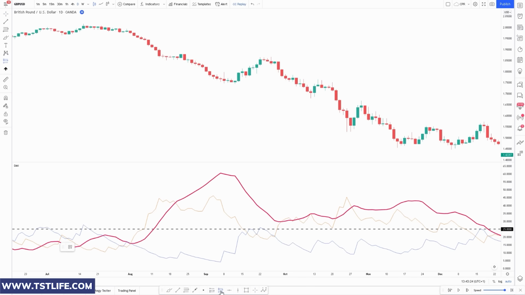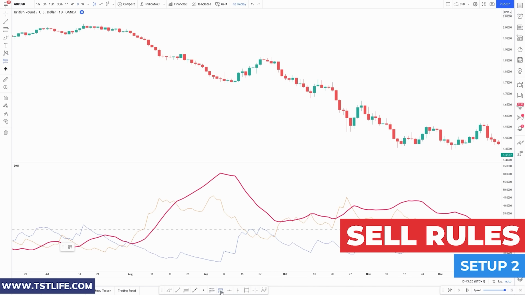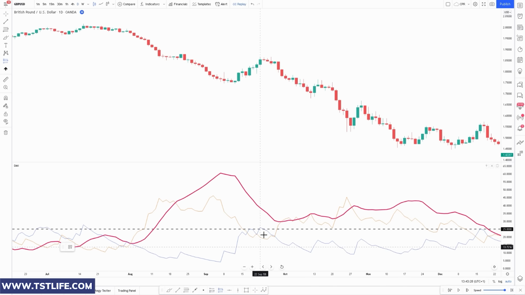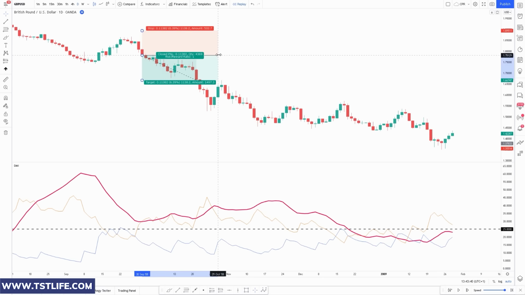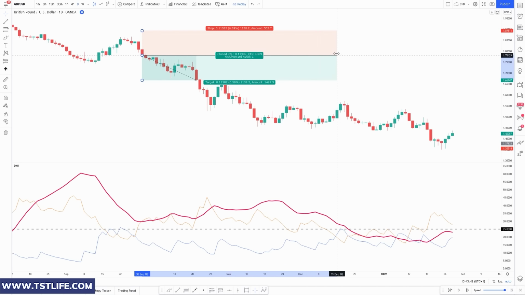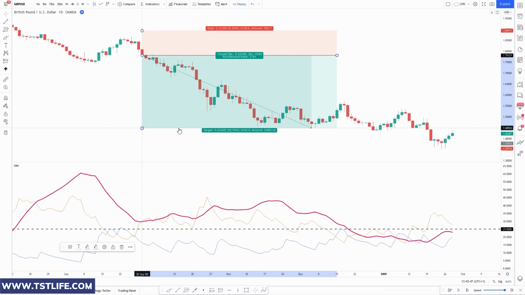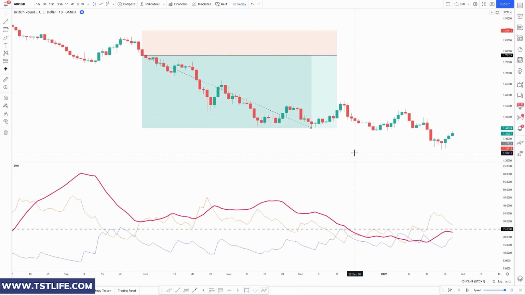Now let's look at a short setup. This is the Pound USD daily chart. We can see that the negative DI crossed above the plus DI line and the ADX indicator is above 25. We go short immediately and exit the market when the two lines cross over again. Let's see what happens next. Well, that's another successful trade.